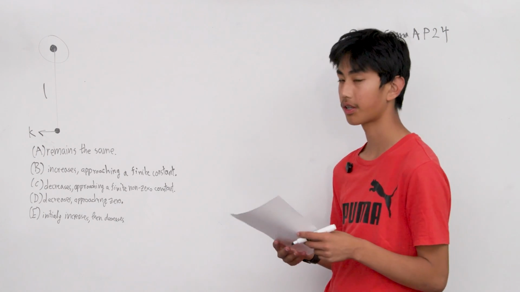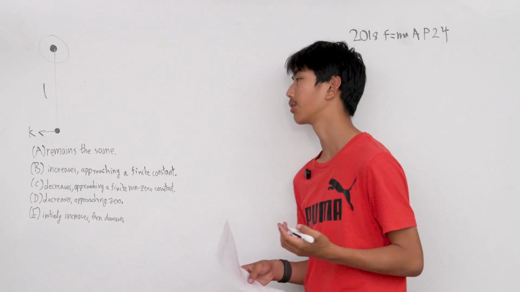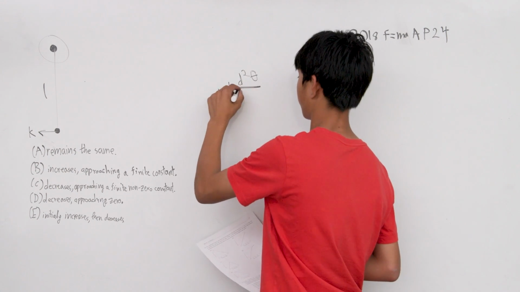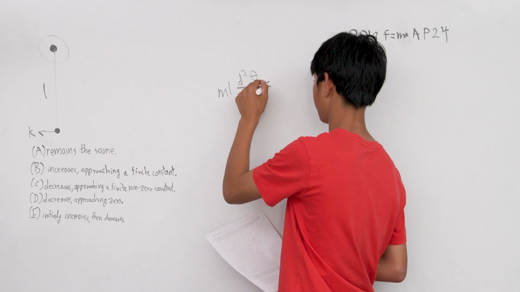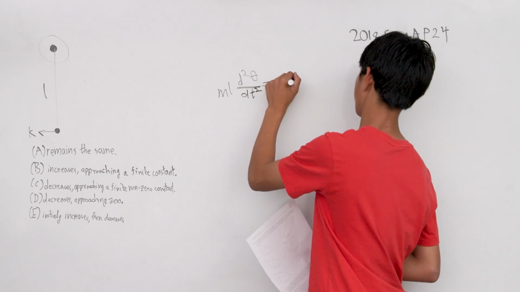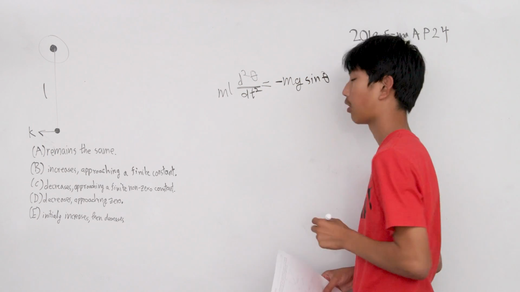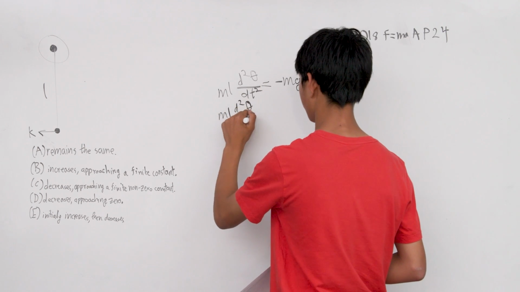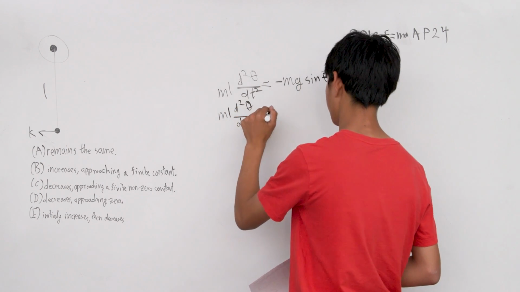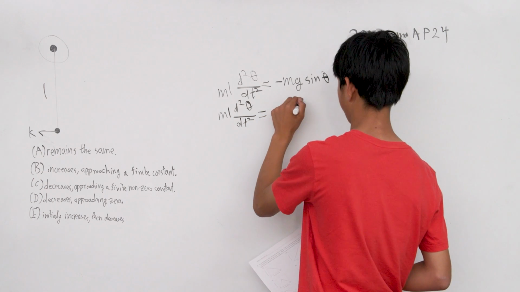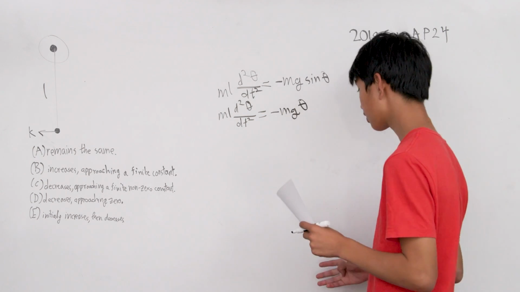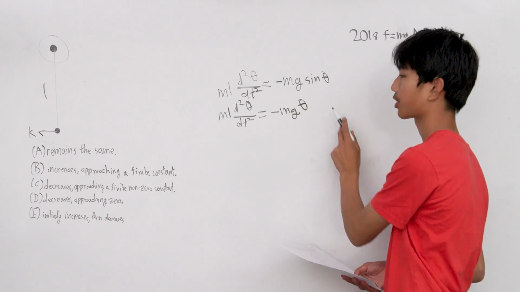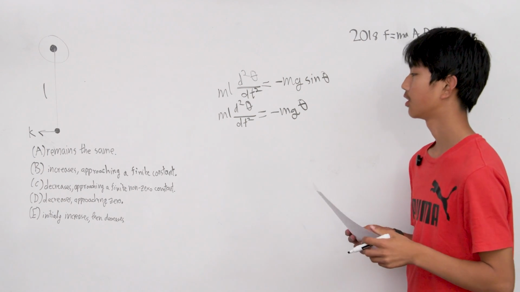So the motion for something like this would be expressed in the form ml d squared theta over dt squared is equal to negative mg sine theta. However, we can approximate it to ml d squared theta over dt squared being negative mg theta, since we basically just approximate this value because they're so close.